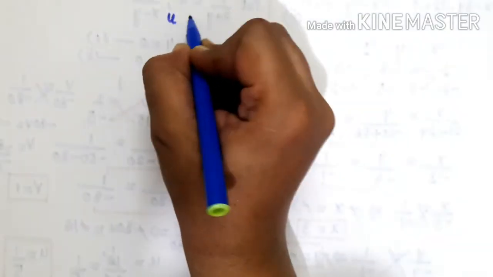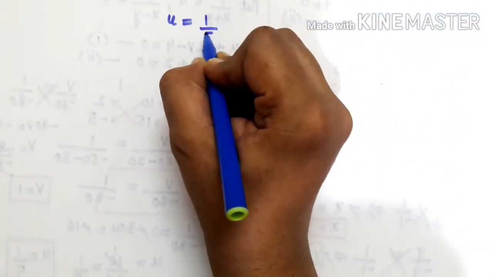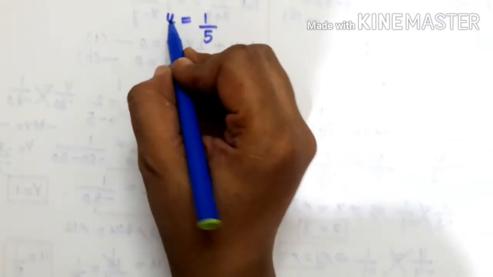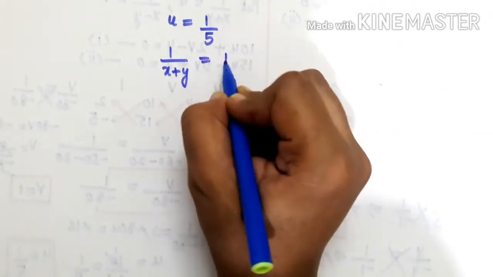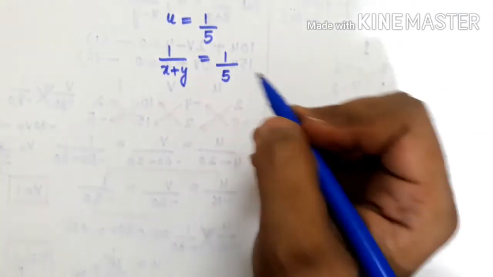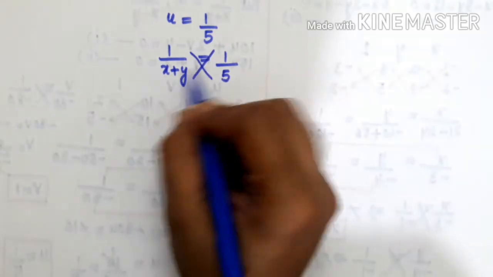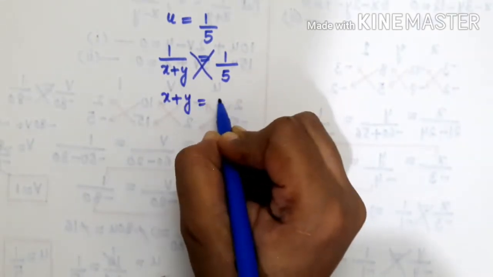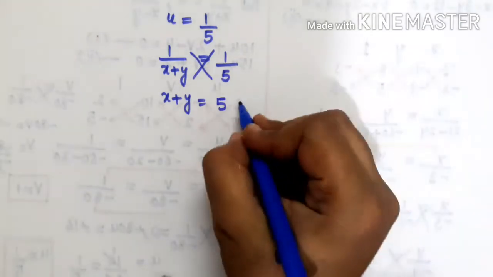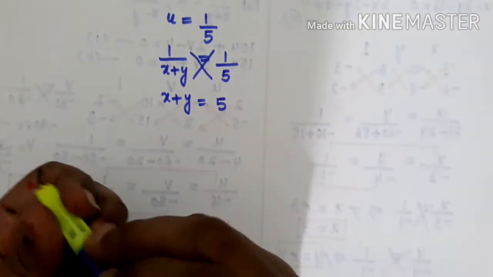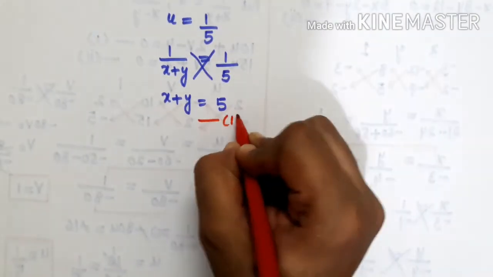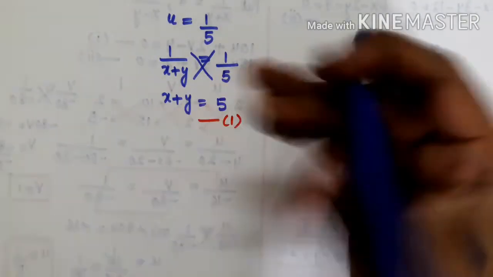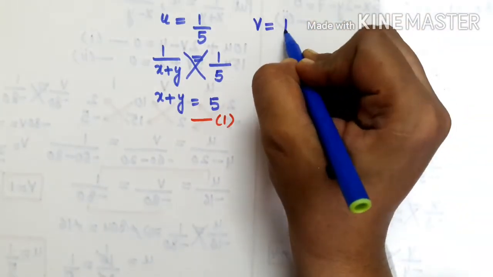Now actually you got u as 1 by 5. But what you have assumed for this u is 1 by x plus y. So 1 by x plus y equals 1 by 5. Now again, if you do cross multiplication, x plus y equals 5 you will get. So one equation you are getting over here. Now let us name it as equation 1.